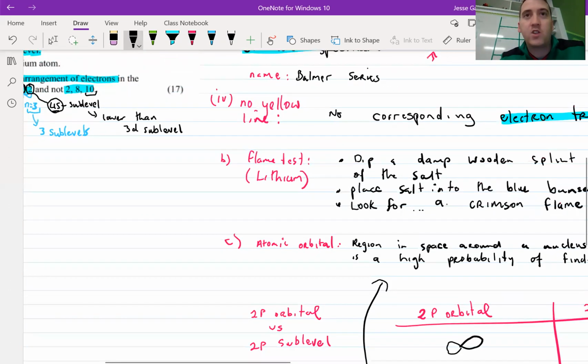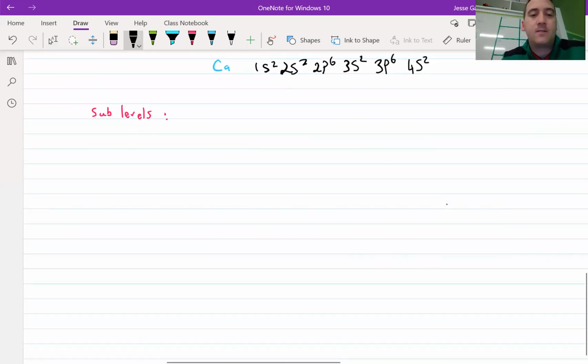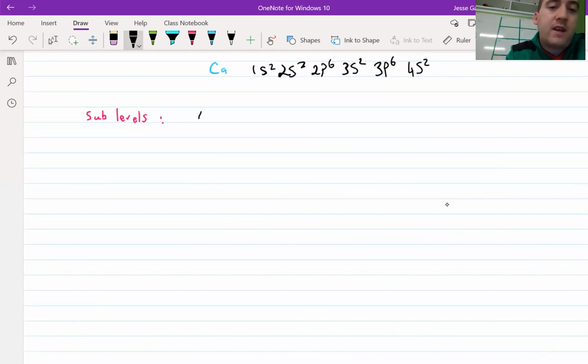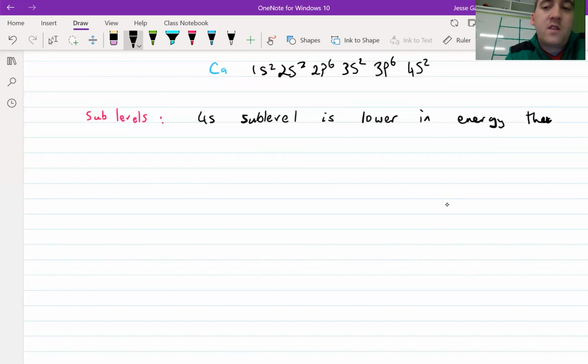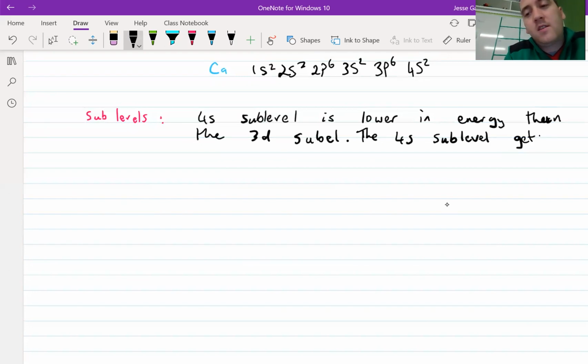So this was quite a tricky question. Okay, so let's take a look. How would we describe this? We would say the 4s sublevel is lower in energy than the 3d sublevel. The 4s sublevel gets filled first.